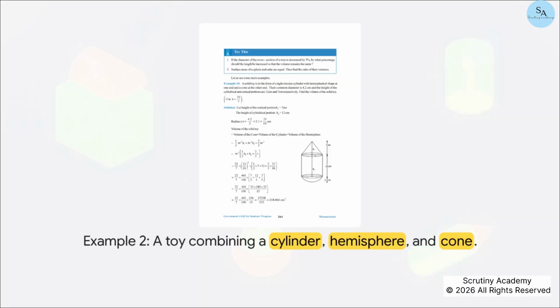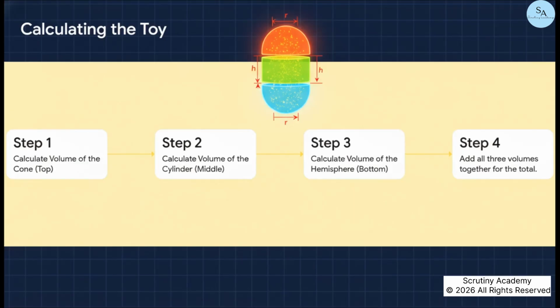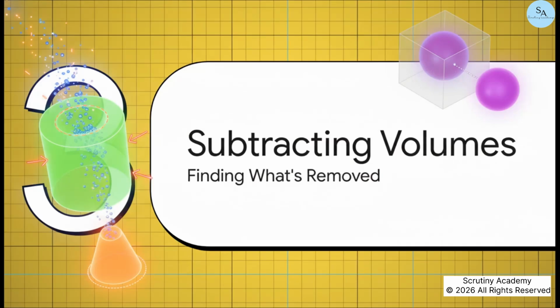Let's check out this toy. This one's a little more interesting because it's actually made of 3 different shapes. We've got a cone on the top, a cylinder for the body, and a hemisphere down at the bottom. Now, even though there are 3 parts, the method doesn't change one bit. Step 1, you calculate the volume of the cone. Step 2, you get the volume of the cylinder. Step 3, find the volume of the hemisphere. And for the grand finale, step 4, you just add all 3 of those numbers up to get the total volume of the toy. So we've been adding volumes together.